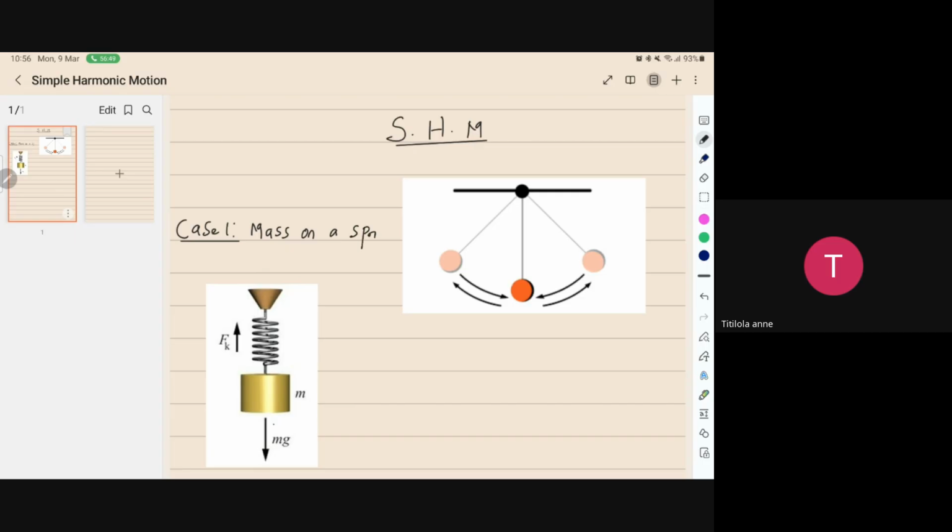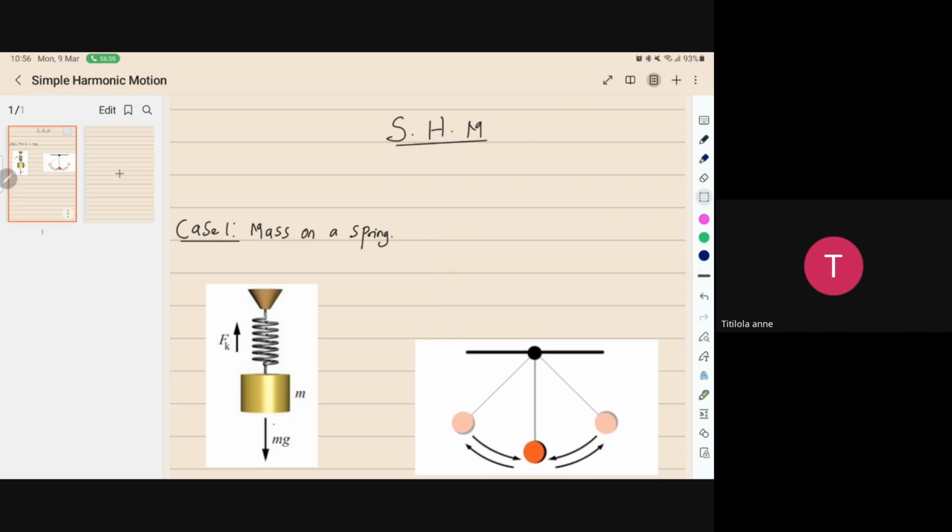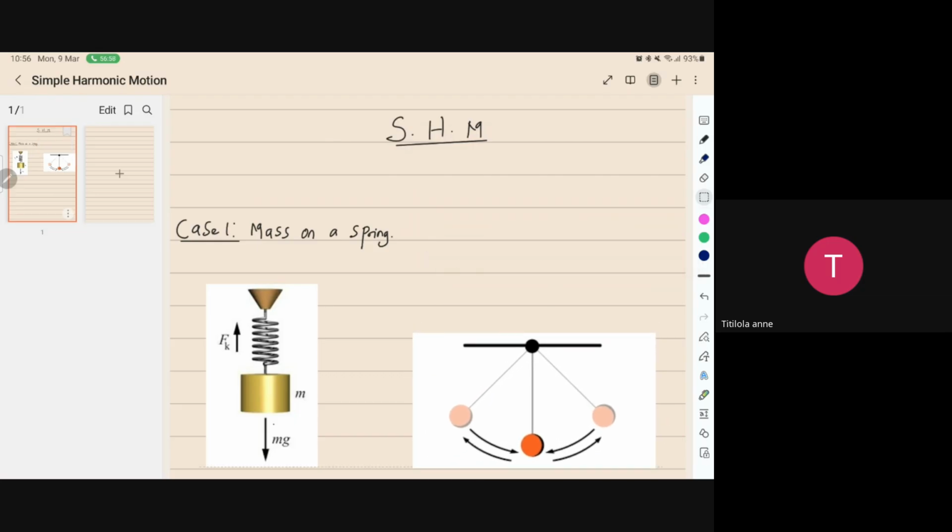That's our case one. Now, case two is that experiment you did back in secondary school. And I'm wondering what some of you look like in your secondary school uniform.